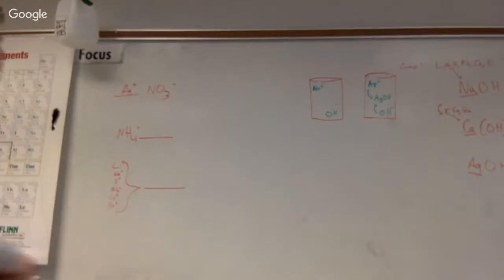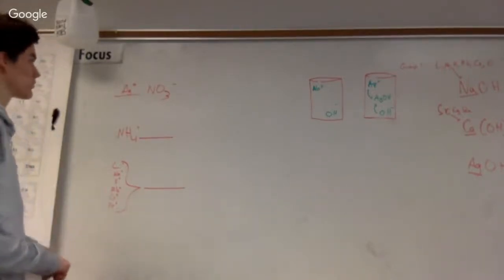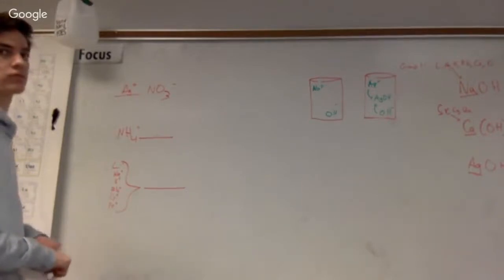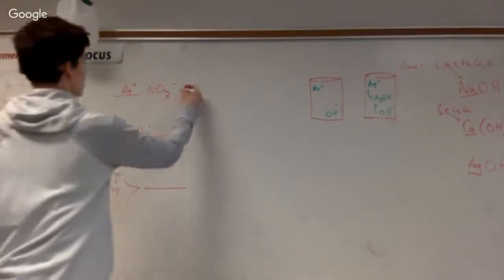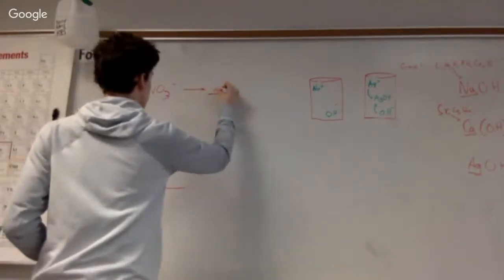So nitrates are always soluble. There is nothing you can put in front of a nitrate that will make it insoluble. Yes. Even a noble gas. Although you wouldn't put a noble gas because isn't that a negatively charged? It would. Yes, you wouldn't put a non-metal, but yeah.